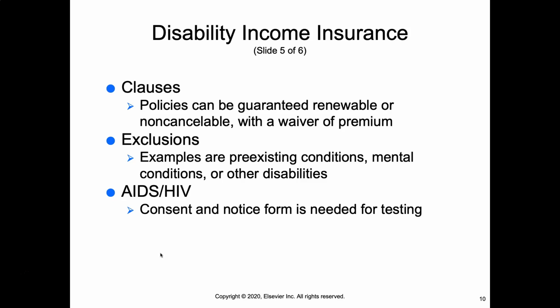They may choose to not cover some mental health conditions or other specified disabilities, because remember, they're talking about not work-related things. Although once you've exhausted workers' comp, you then are eligible for disability in most cases, I believe. With AIDS and HIV, if that's the condition that's causing a person to be unable to work, the individual has to give special consent and complete a form before those results can be released.